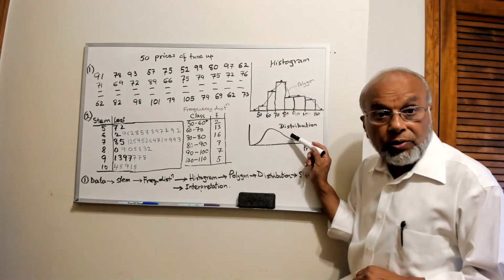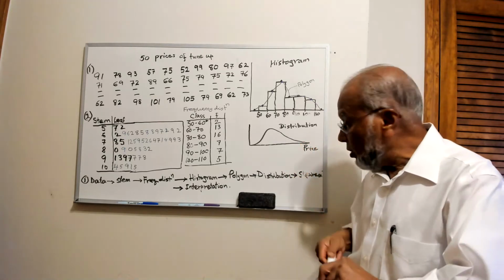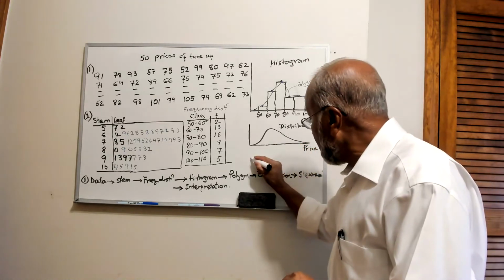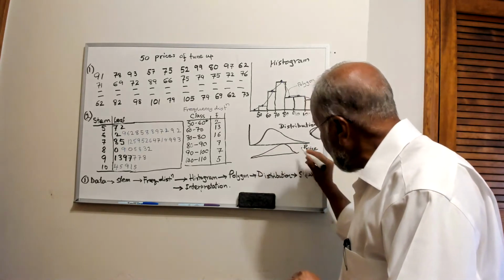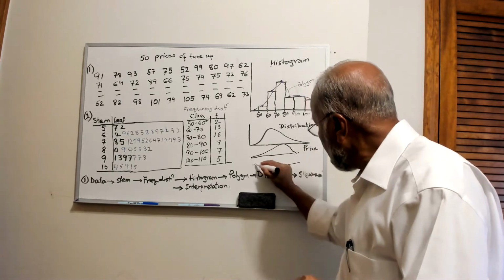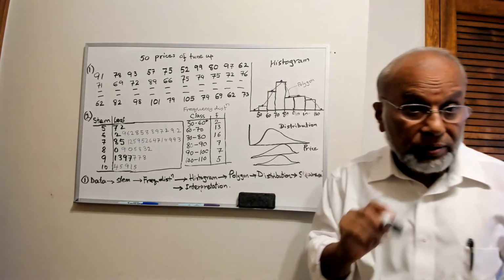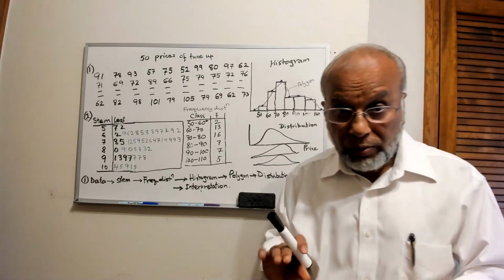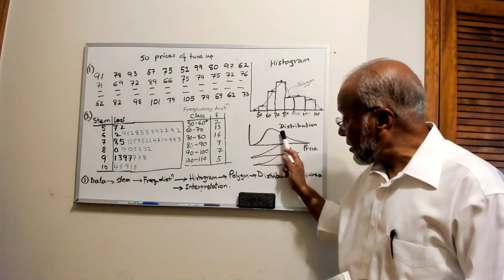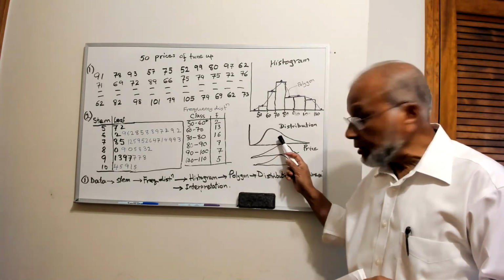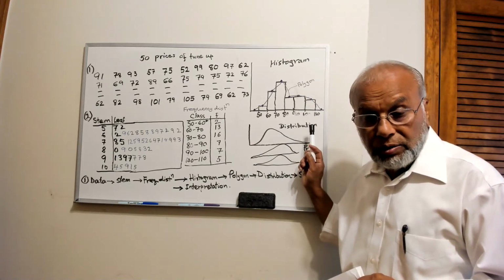For every data, you'll find this. It could be this type, or it could be this type, or it could be this. Depending on whatever data tells you, you have to go by them. In our case, it is this. Most of the numbers are small. Some numbers are big. We call it skewed to the right.